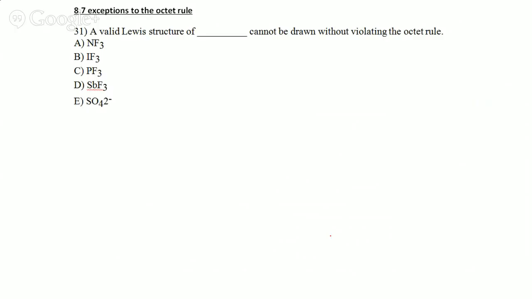All right, 8.7, exceptions to the octet rule. Always exceptions, right? All right, 31, a valid Lewis structure blank cannot be drawn without violating the octet rule.